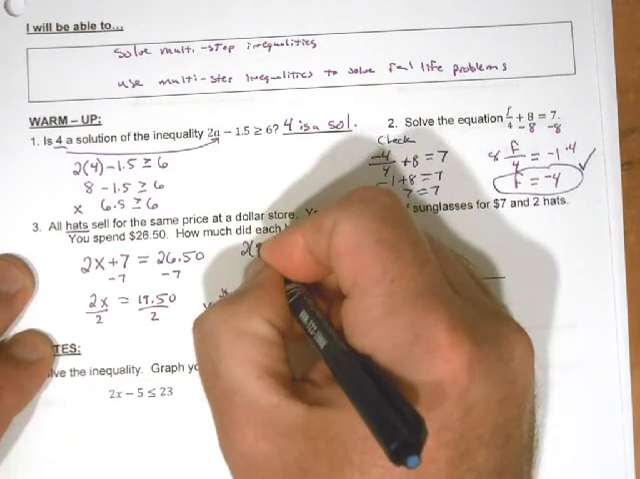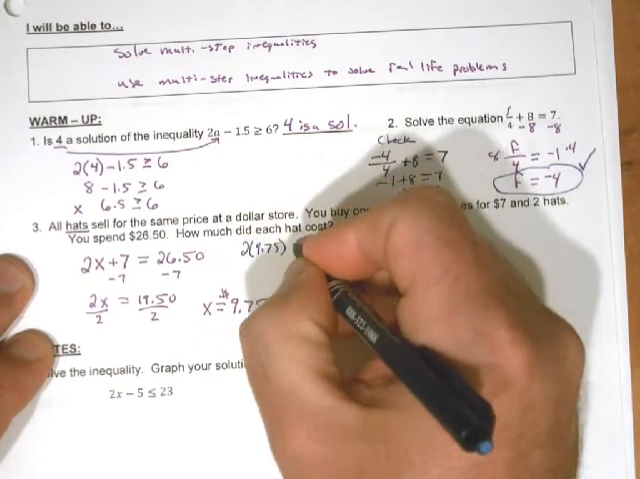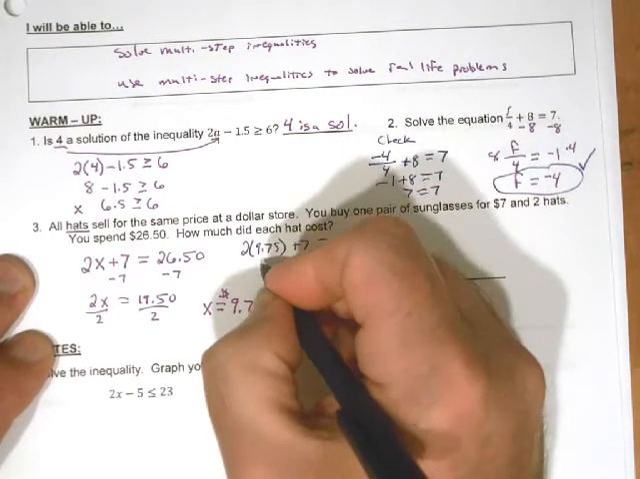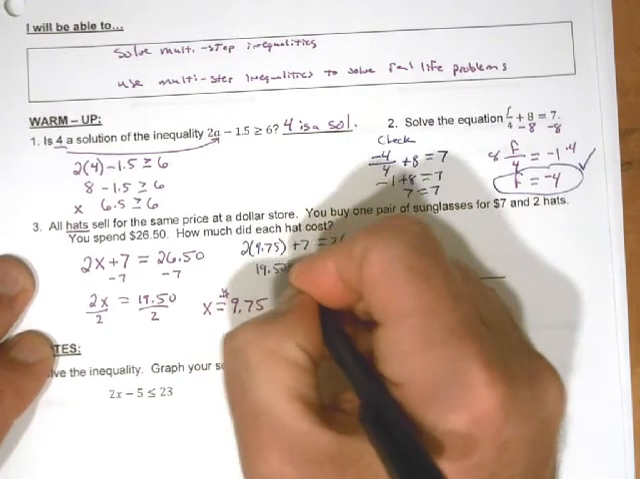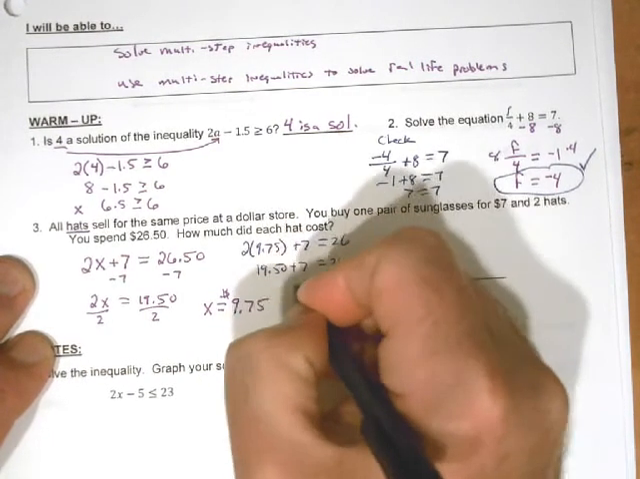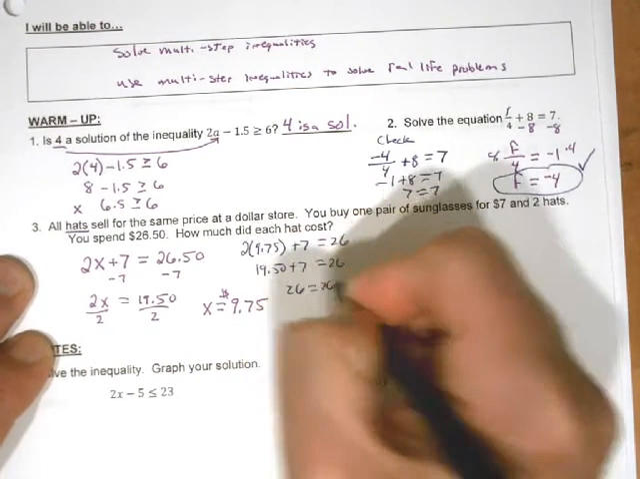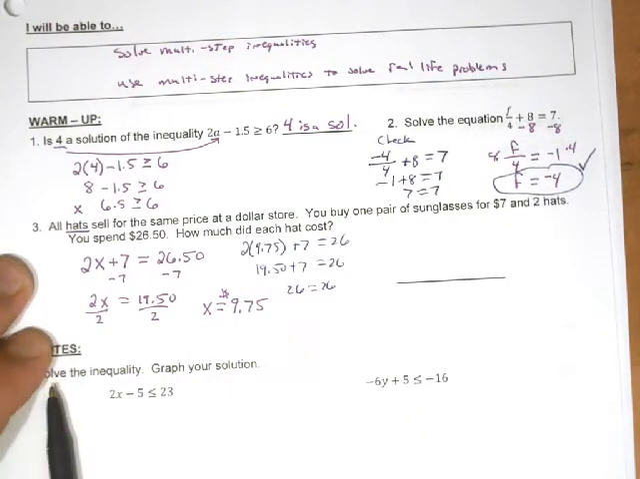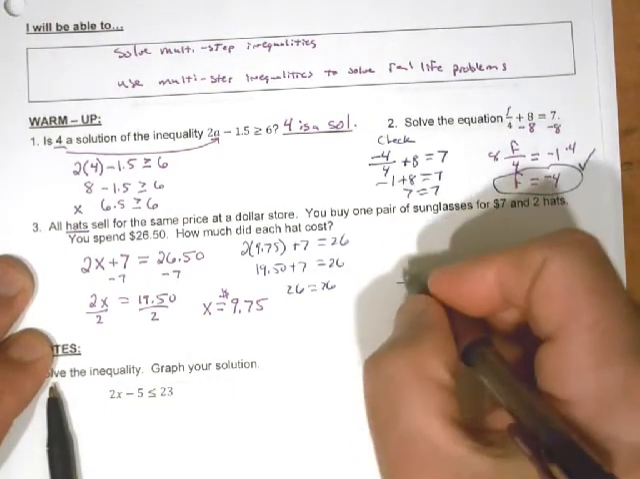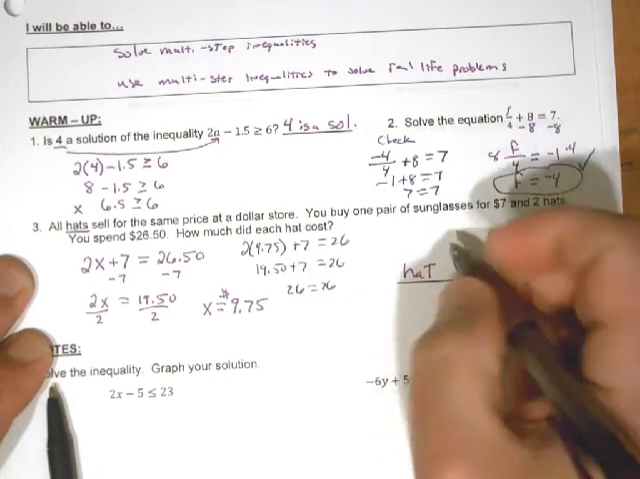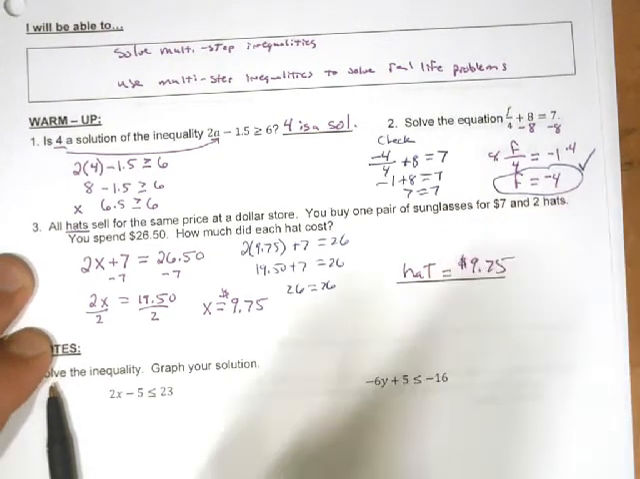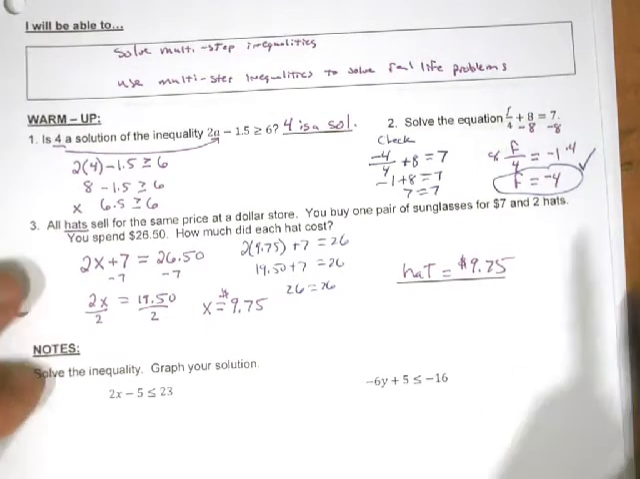So again, just plugging it back into your equation, 2 times that 9.75 plus 7 has to come out to 26.50. That does come out to 19.50 plus 7, which is 26.50. So our hats do cost us $9.75 each. So the hat is equal to $9.75.